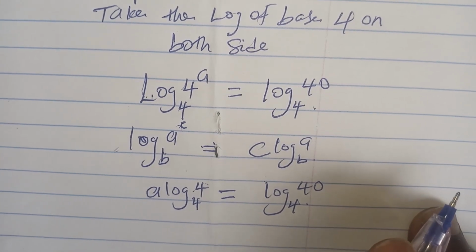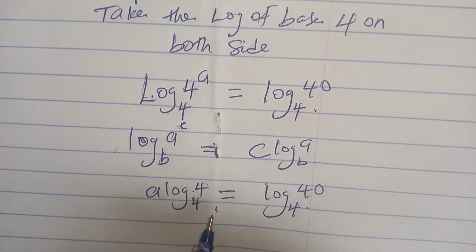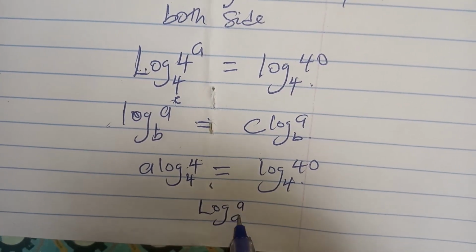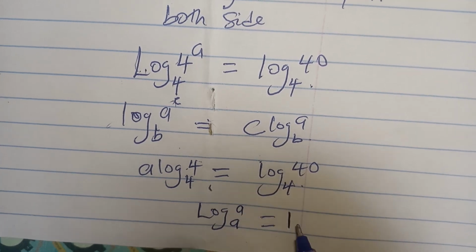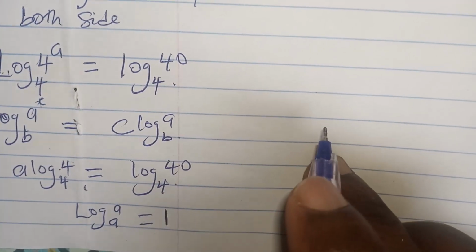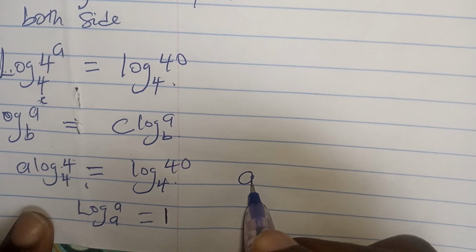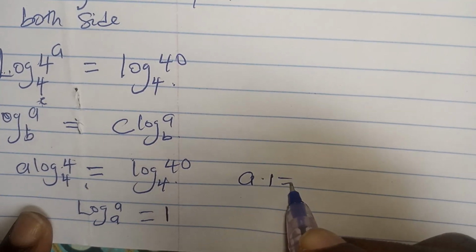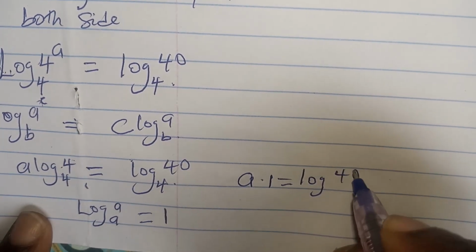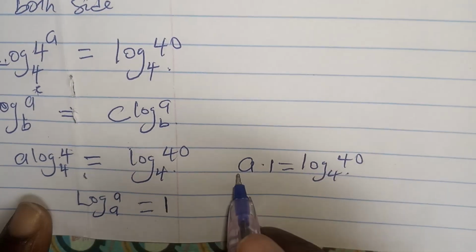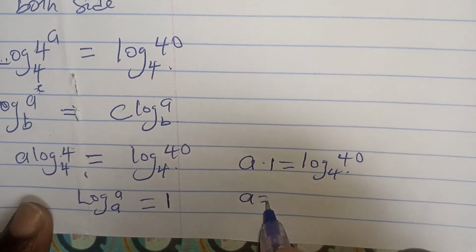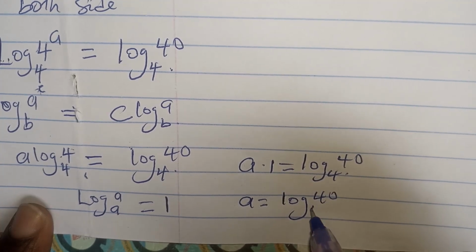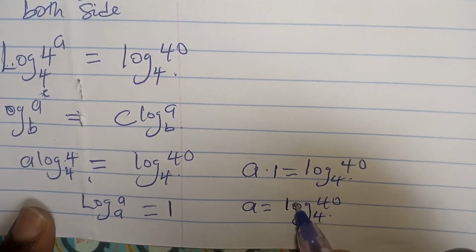At this point, we are going to apply a rule which says log a to base a is also equal to 1. So we can say a times 1 is equal to log 40 to base 4. So we can see from here that a is equal to log 40 to base 4. We can simplify this further.